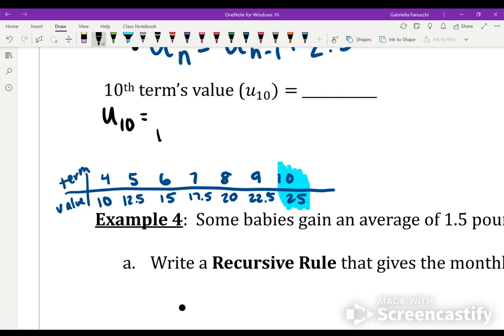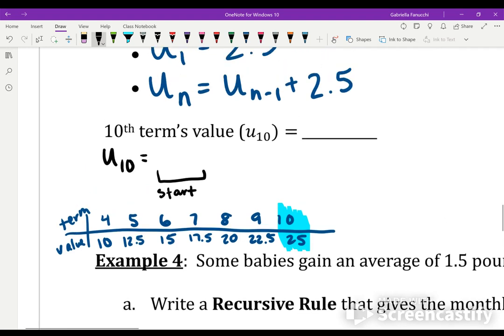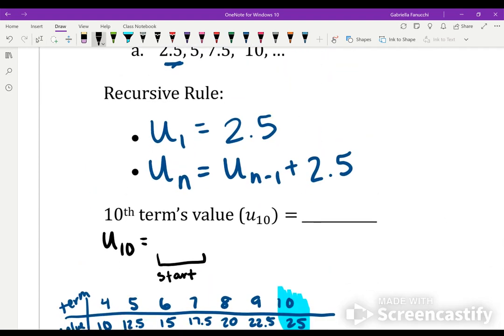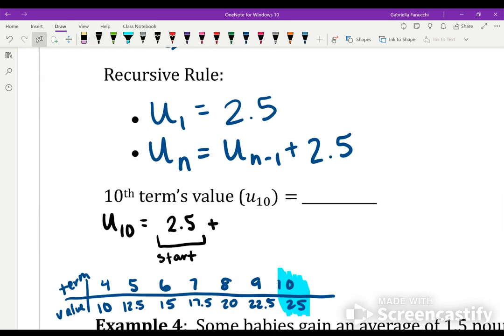Where are we starting? This is the start. Let's just start from where we're given. U sub 1, that's 2.5. Plus, how much are we adding each time? We're adding 2.5, right? And we're going to add 2.5 until we get to 10, like 10 times, right? So it's going to be plus 2.5, plus 2.5, plus 2.5, plus dot, dot, dot, right?